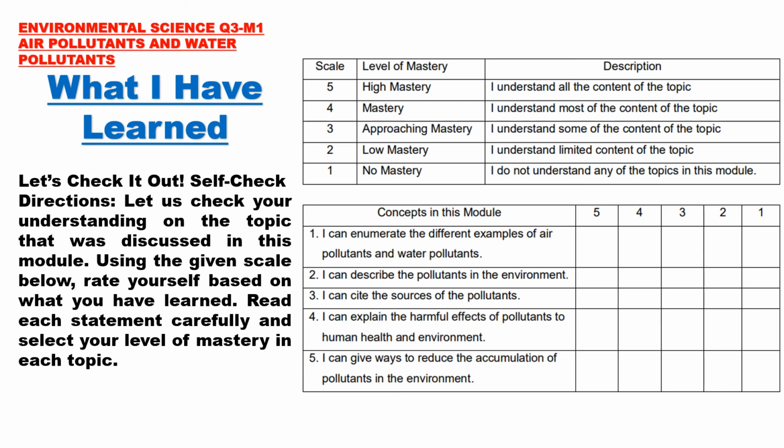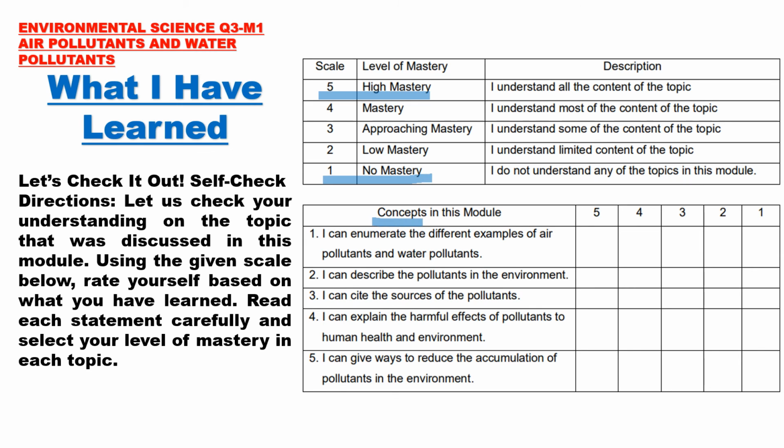Next, what I have learned. Self-check. Let us check your understanding of the topic that was discussed in this module. Using the given scale below, rate yourself based on what you have learned. Read each statement carefully and select your level of mastery in each topic. Just put a check. Put a check under number 5 if you have high mastery, and check 1 if you have no mastery.